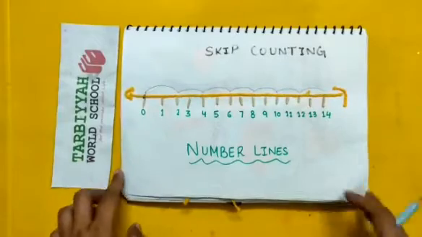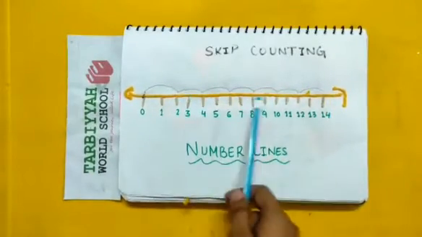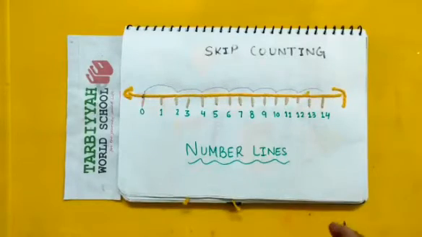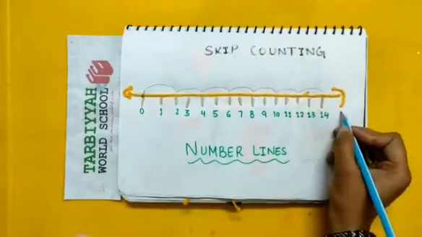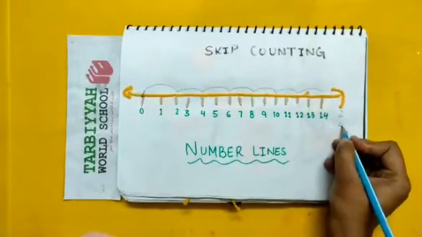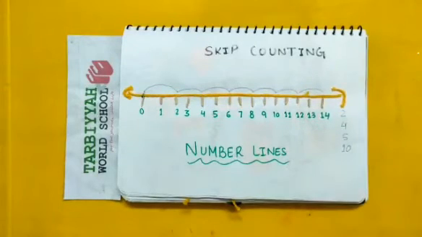Like this you have to draw a number line with the help of wool and these toothpicks. And do the skip counting of 2, 3, 5 and 10. And send me a short picture or a video of your work.